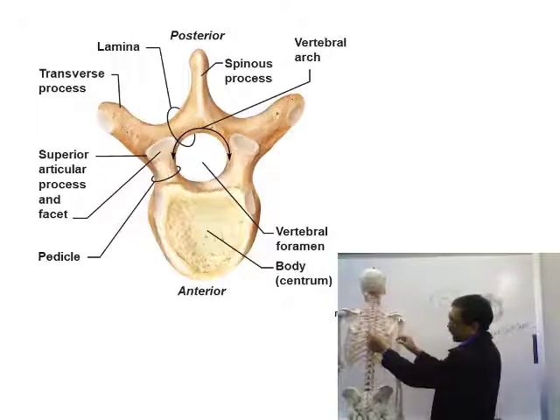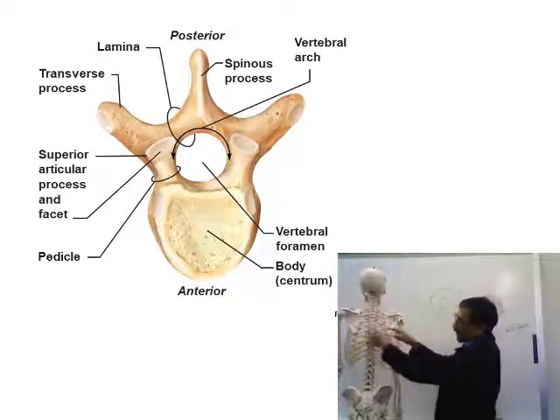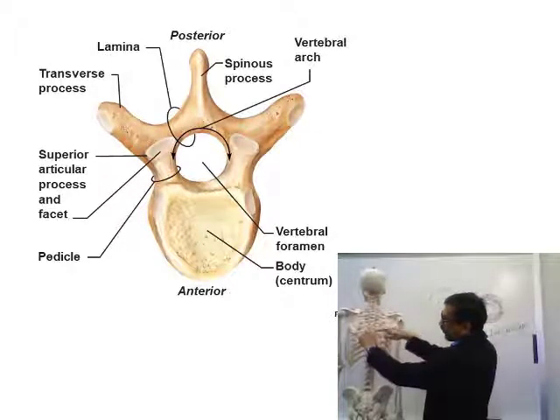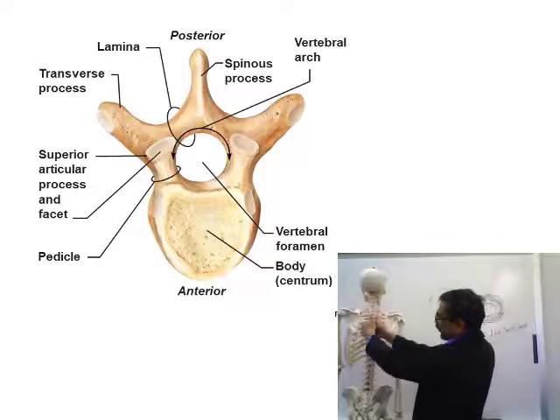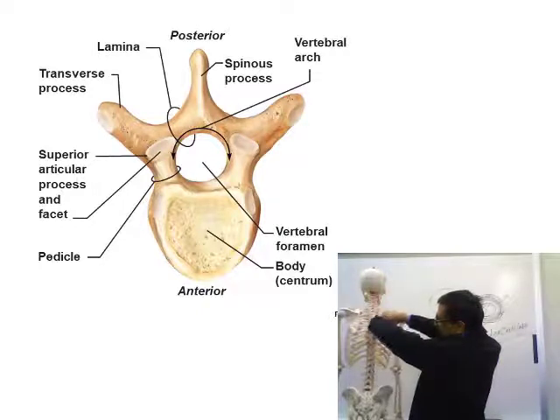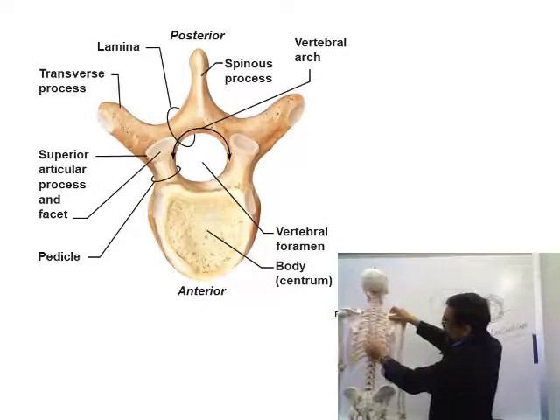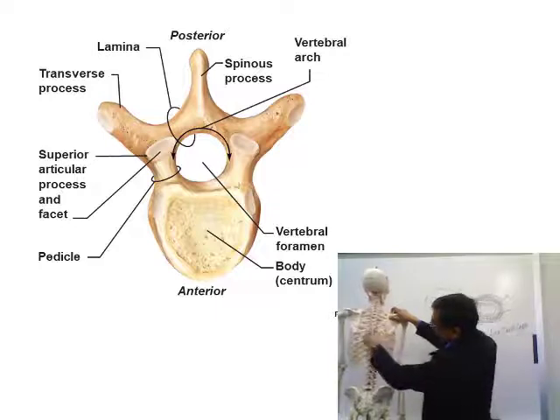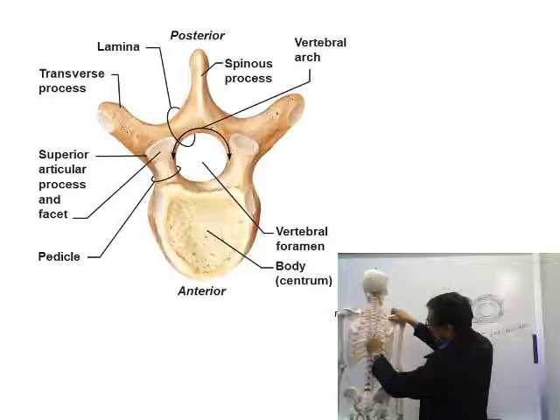So this is the spinous process going backwards, laterally, 2 transverse processes. Then you have 2 processes like this, superior articular processes, and 2 are like this, inferior articular processes. So if you look here, these 2 are superior articular processes and these 2 are inferior articular processes.